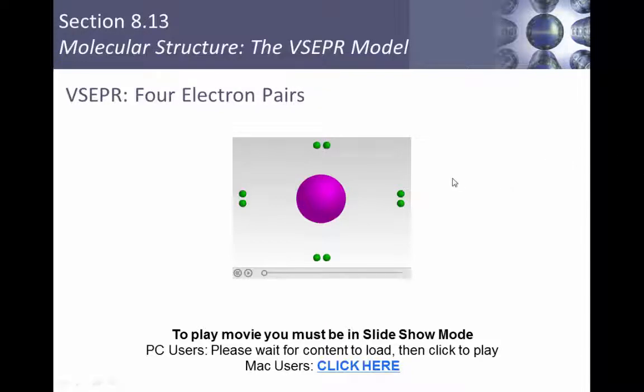Okay, and one more video clip showing, I believe it's got 5 electron pairs.